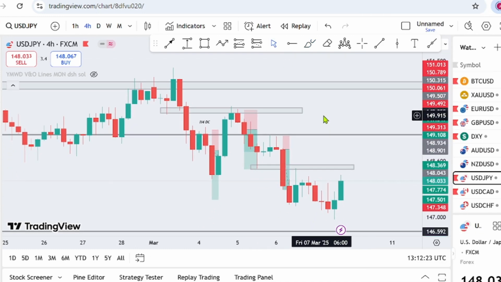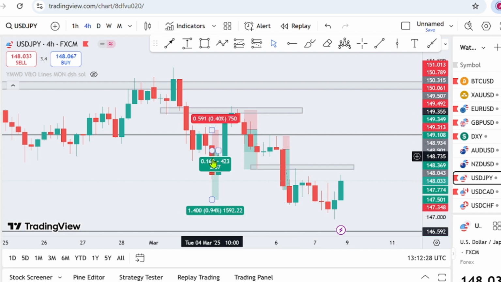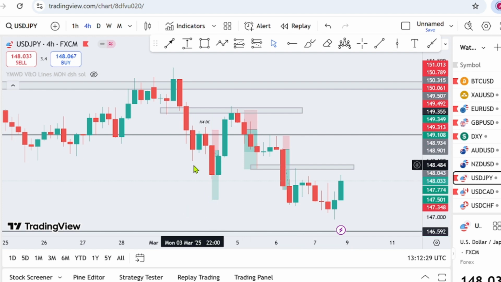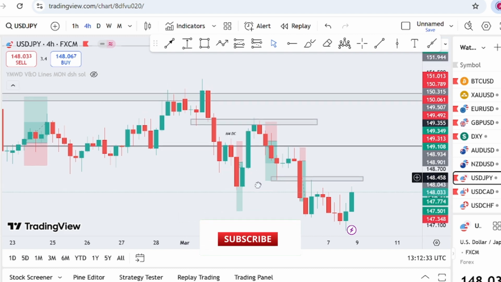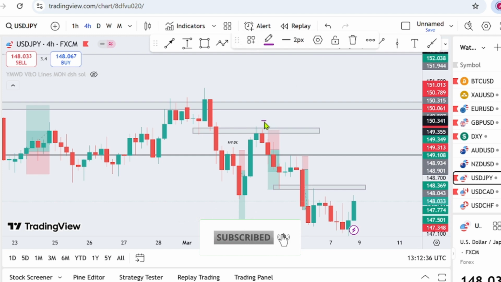That's why patience is a virtue. That's why patience is a virtue most times. So this would have been an avoidable loss. But it is what it is. Sometimes we break our rules too. Price later gave us that deep pullback into that area, reacting off this other area.